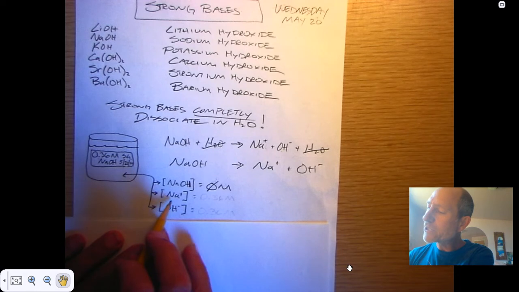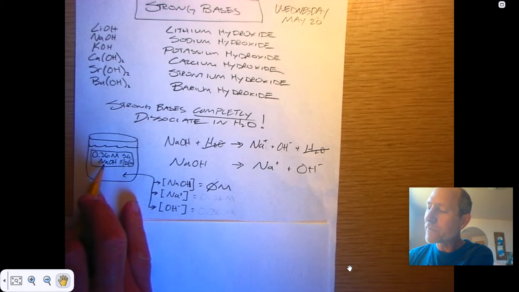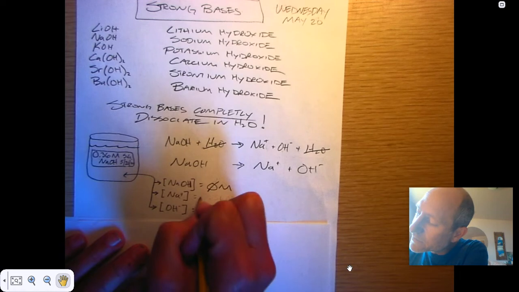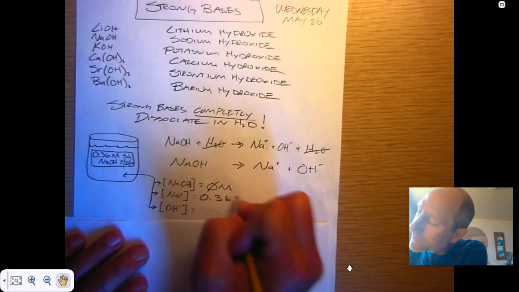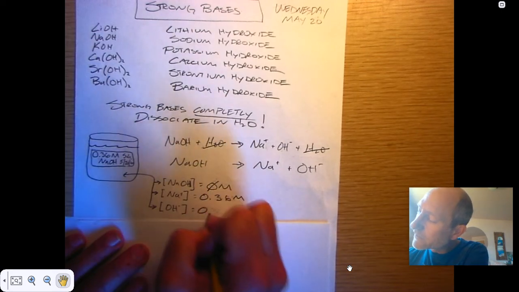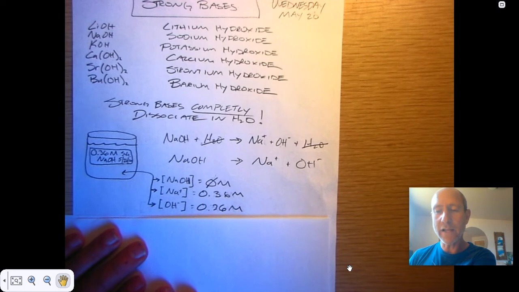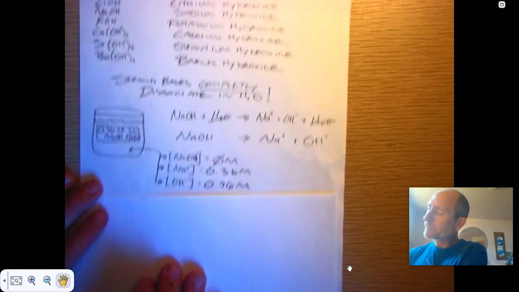The concentration for sodium ions, on the other hand, would be whatever the concentration of the sodium hydroxide was before the dissociation happened. In this case, it would be 0.36 molar. And same with the hydroxide. It would be 0.36 molar. Yeah? Okay, that's good.